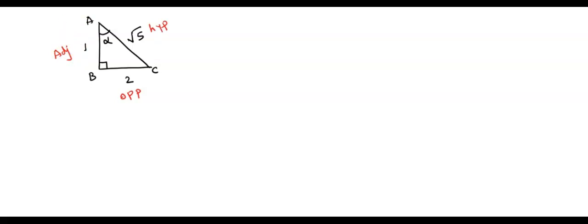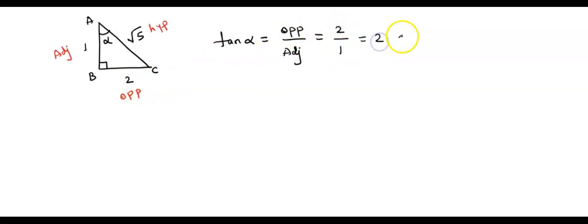You should be very careful. If the angle changes, even the sides will change. Okay. Now what are they asking? Tan alpha. Now we know tan alpha. What is the tan formula? That is opposite by adjacent. What is the opposite value? That is 2. Adjacent is 1. 2 by 1 is 2. So this is the final answer.